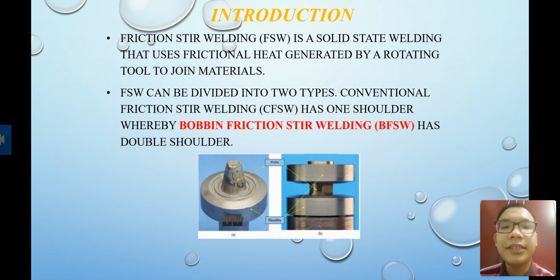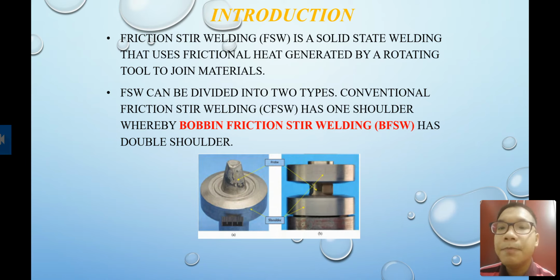First, introduction. Friction stir welding is a type of solid state welding that uses frictional heat generated by a rotating tool to join material. It can be divided into two types: conventional friction stir welding and also bobbin friction stir welding. The figure below shows the difference between these two types of welding.